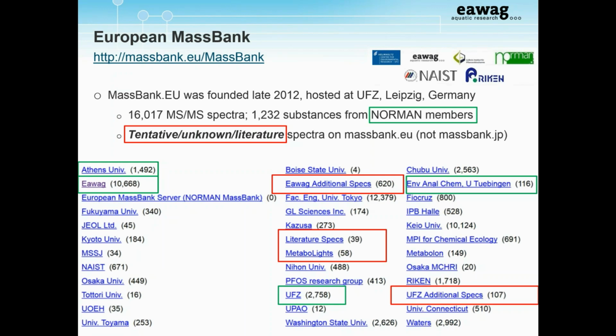Since we started those efforts, we've introduced about 16,000 mass spectra, mainly of environmental contaminants, of around 1,200 substances. One thing that MassBank EU does have: the green I've shown are our contributions, and these are also available on MassBank JP. In the red are some tentative, unknown or literature spectra, which we've started playing around with to extend the capabilities of MassBank, but these are not available on MassBank JP. So that's the only main difference between our two servers.